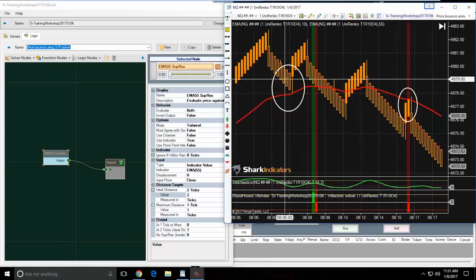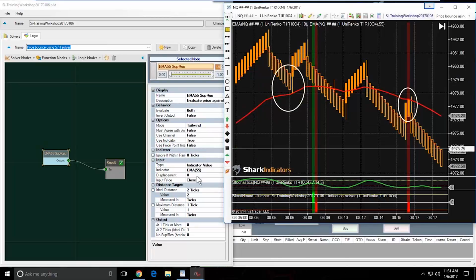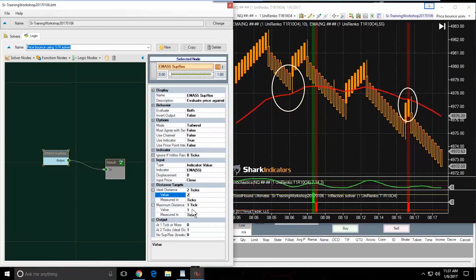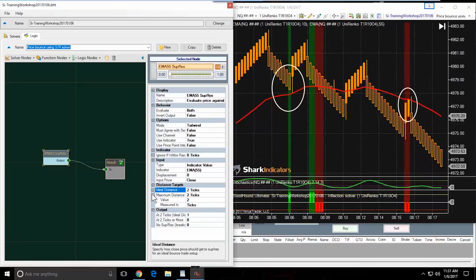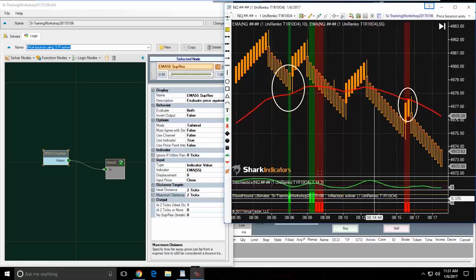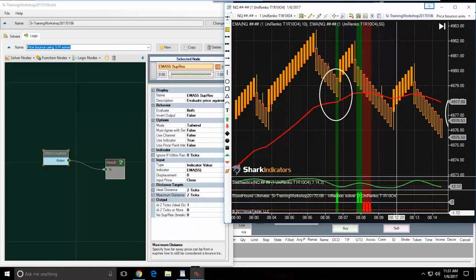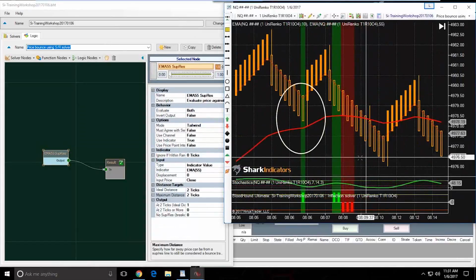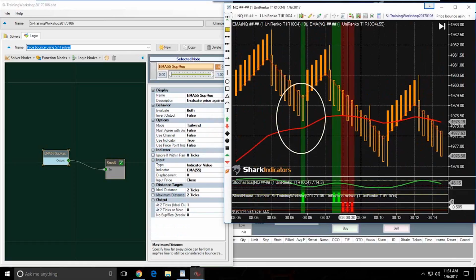With the NQ, I'm going to look for price to get within 2 ticks of that moving average. So I'm going to change my distances to 2 ticks. There you go, I've got my ideal distance and my maximum distance both set to 2 ticks. And now let's take a look at the output here. We get a lot simpler, easier to understand output. Just a nice, simple, clean output there.